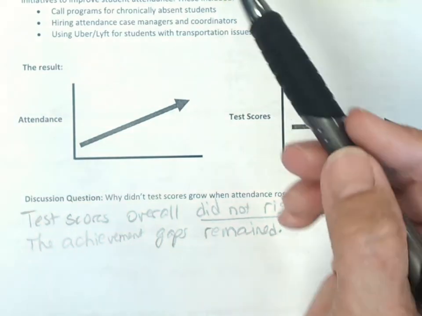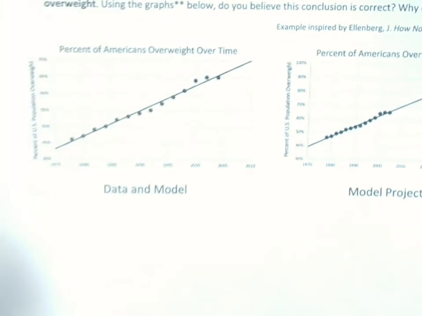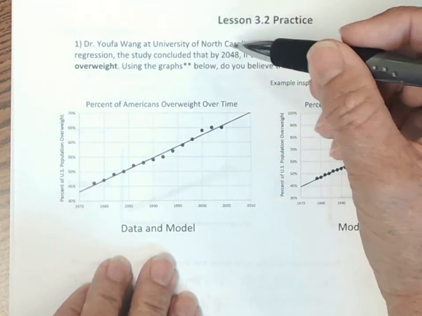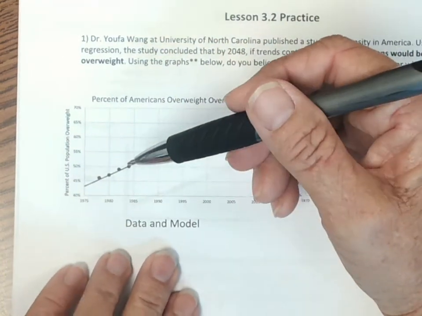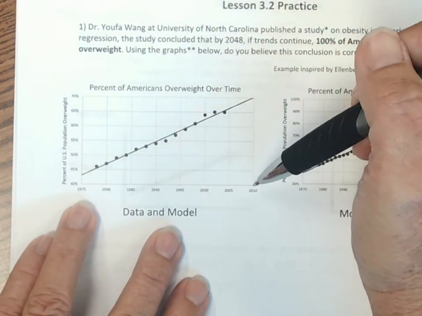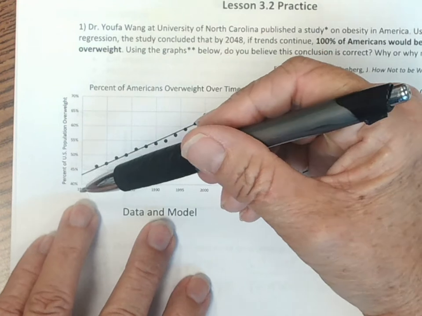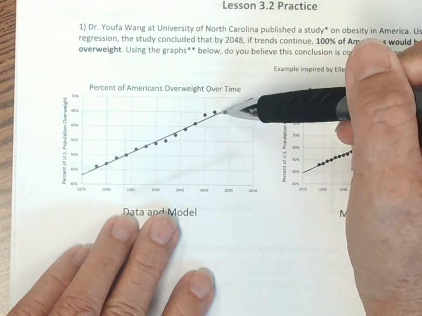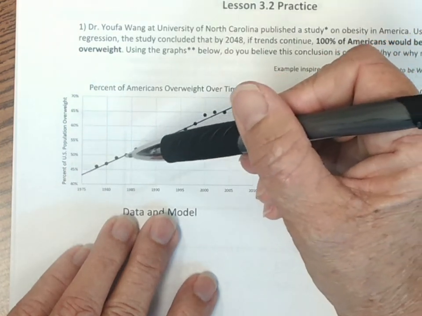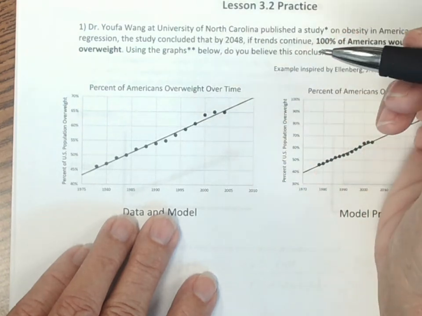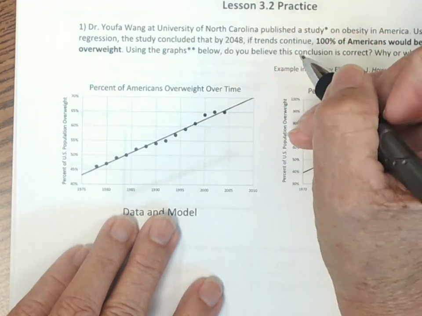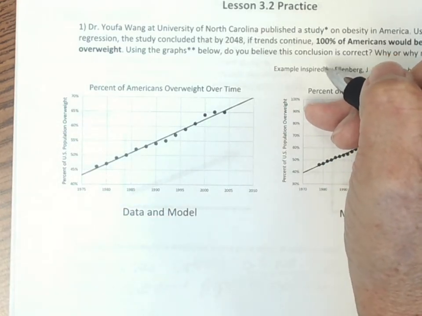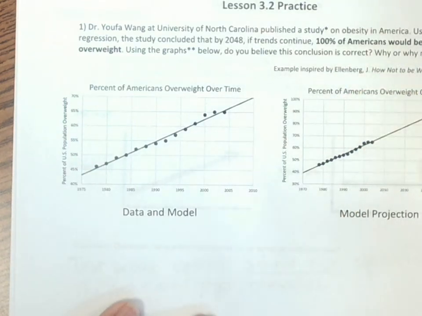Again, we're talking about the dangers of prediction. So the very last thing we're going to take a quick look at here is this doctor at UNC who published a study on obesity. It said that over time, from 1975 to 2010, they looked at the percentage of the US population that was overweight. And look at this, an extremely strong positive trend here. But can we use this to predict that, say, in the year 2048, 100% of Americans would be overweight? Does that make sense? Because based on this, it does look like that's what's going to happen.